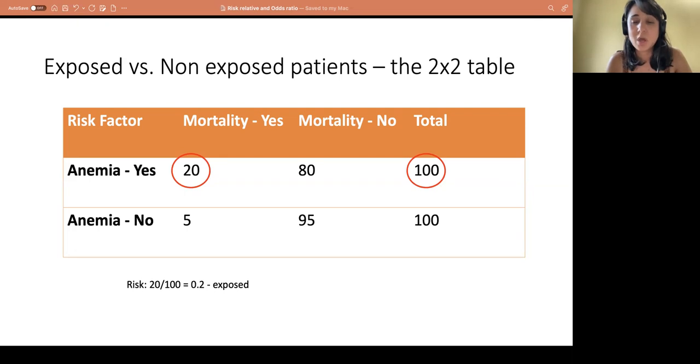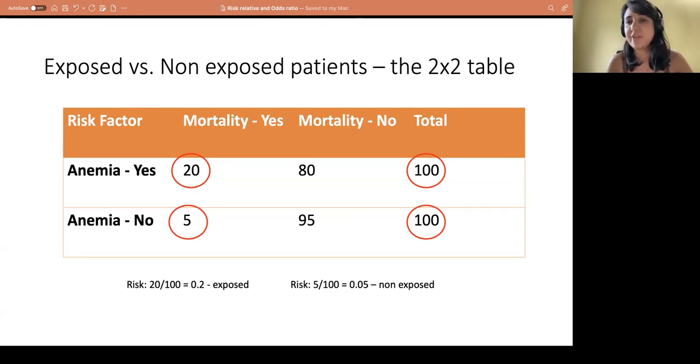On the other hand, we had 5 patients that died regardless of being exposed. So even not being exposed to anemia, still 5 patients died. And the total population at risk in this case was 100 again. So we will divide 5 by 100 and we will have a 5% risk. So being non-exposed to anemia, you still have a 5% risk of dying. So this is a very simple probability analysis, risk analysis.